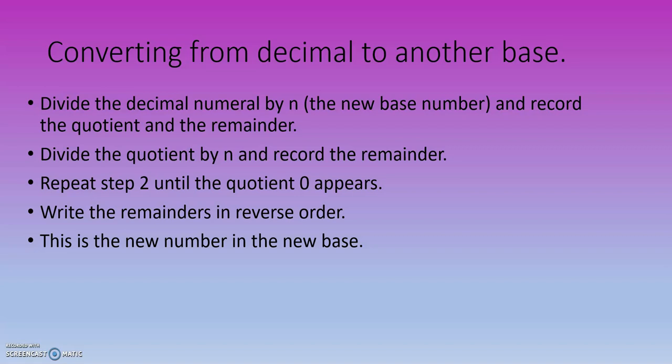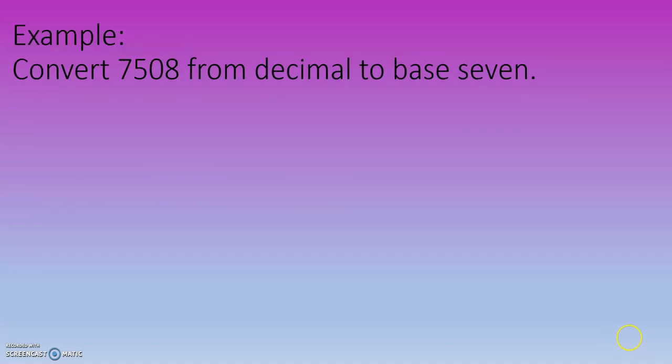It is a lot of dividing and remainders. We have to organize our work so we have it all ready to go. We're going to convert 7,508 from decimal to base 7. Our first division is going to be 7,508 divided by 7.